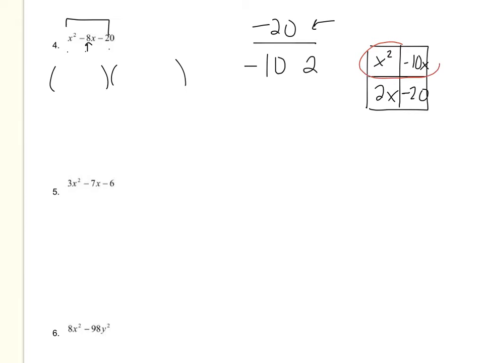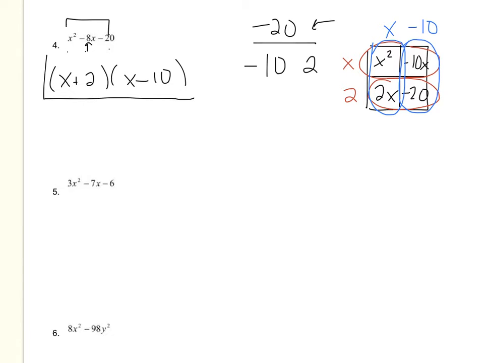So if I look at the first row, I can take out an x. If I look at the second row, I can take out a 2. If I look at the first column, I can take out an x. And if I look at the second column, I can take out a negative 10. It's 10, but since the first term is negative, we always take the negative out. So that gives us our 2 factors, x plus 2 and x minus 10. Factoring will be a really important skill when we get into the second semester, so this is a really good skill to have.